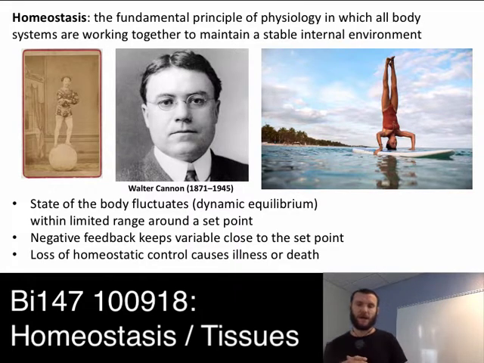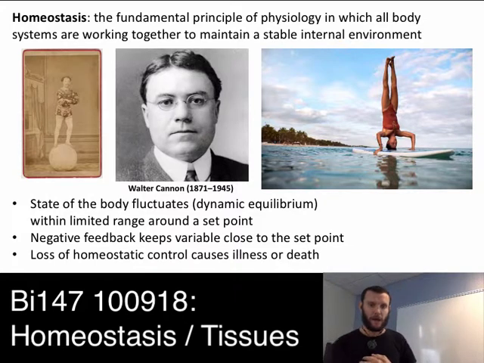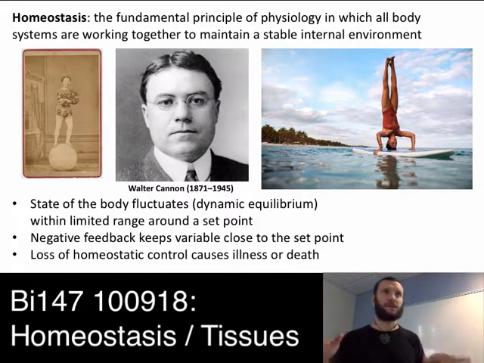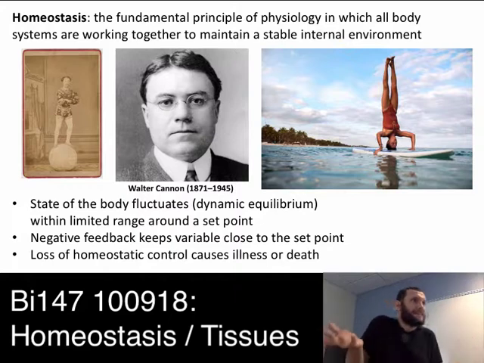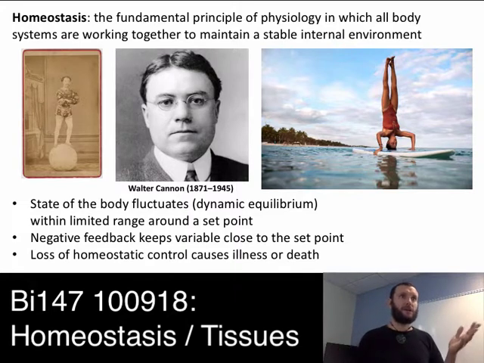It was first proposed by this guy, Walter Cannon, in the early 20th century. So there's this idea that whatever the state of the body is that we're considering, it's going to fluctuate. It's going to be in flux. So there's some sort of dynamic equilibrium. An equilibrium is a forward and back reaction, and it's in this dynamic state, right?